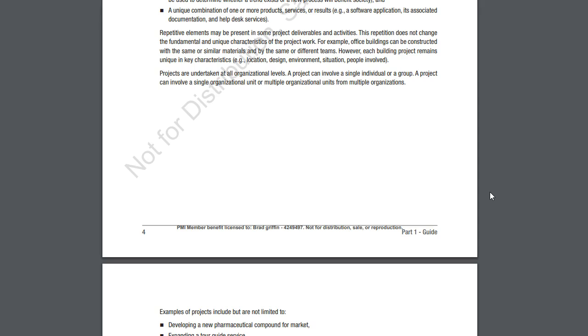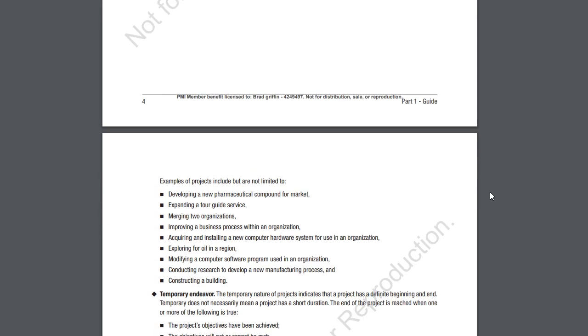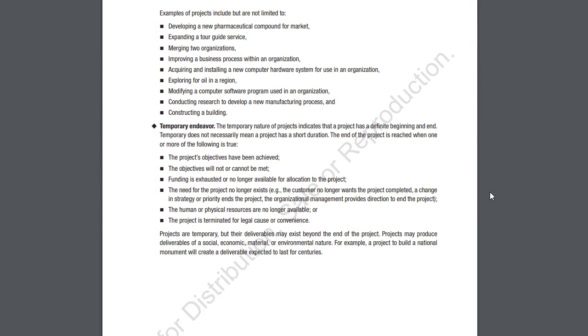Have you written a piece of software and created a competitor to Microsoft Windows? I know you're working on it, Marcus. That could be a project. So they list some examples. So if you've been involved in merging a business together, that could be a project. You have a specific end goal.